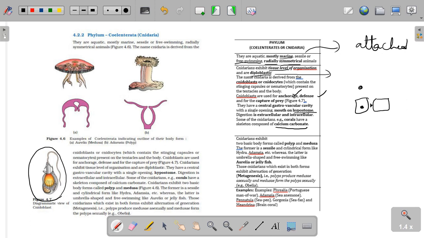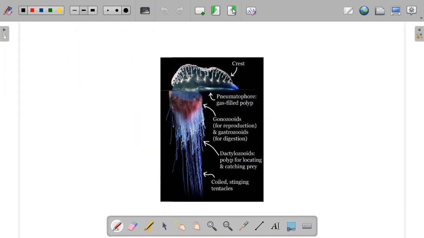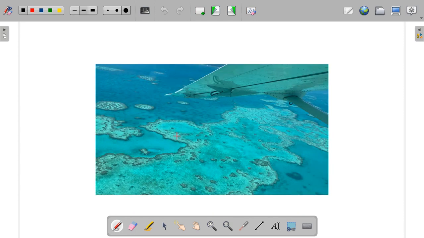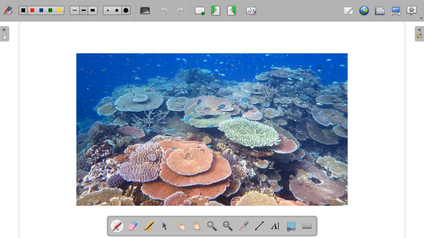When the body is dead, the calcium carbonate starts depositing to form the coral reefs. This is one of the coral reefs found in the Great Barrier Reef in Australia. Very famous, it stretches for more than several kilometers. From the top view, these are all coral reefs. These coral reefs are nothing but the dead skeletal part of the cnidarians.